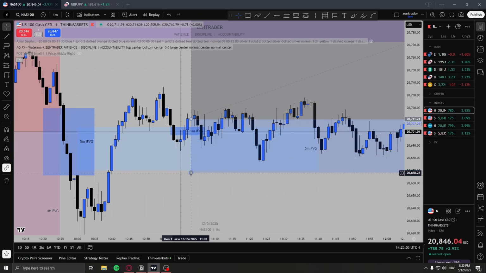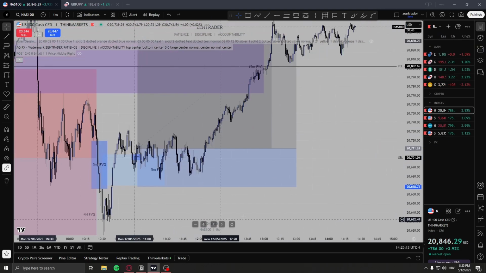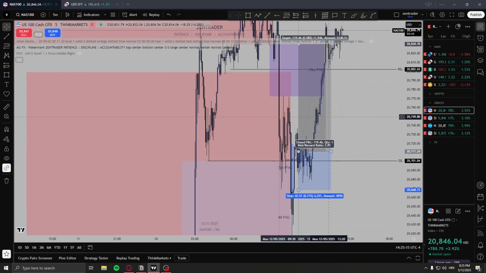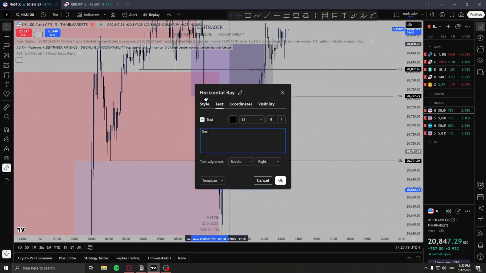That's your entry. Stop has to be below these lows right here. I mean, below the 5-minute fair value gap, below that PD array that price retraced into. And then the first target for me was these 15-minute, 5-minute equal highs.